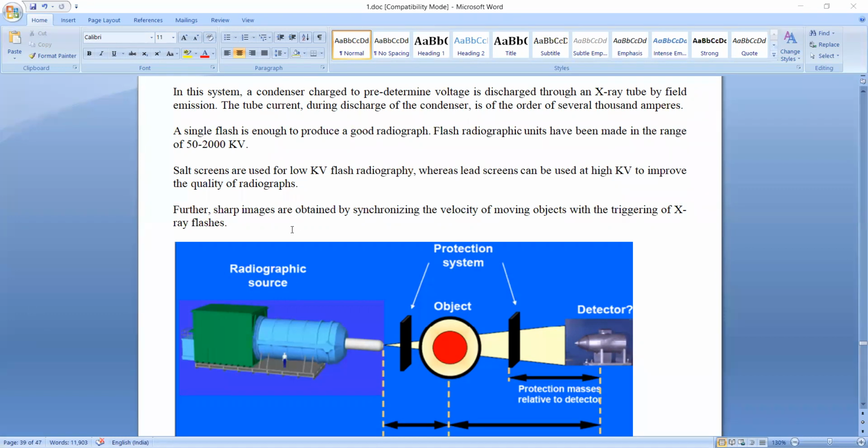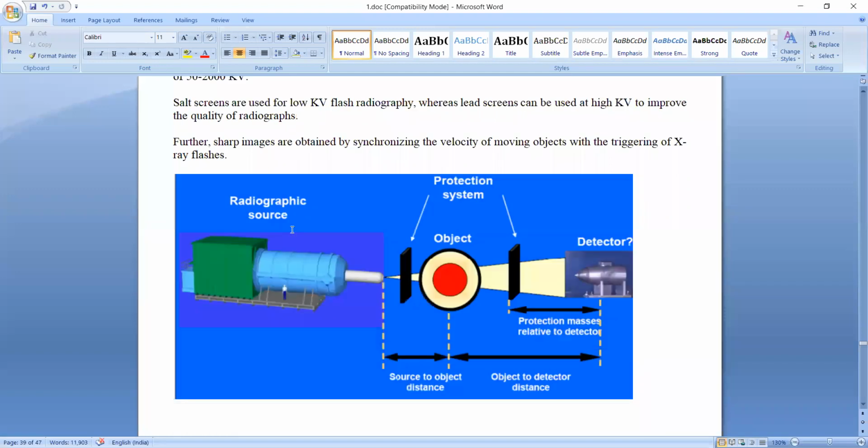Sometimes we need this radiography. Our conventional radiography fails in this case, so our special radiographic technique, flash radiography, plays a vital role in this kind of application.